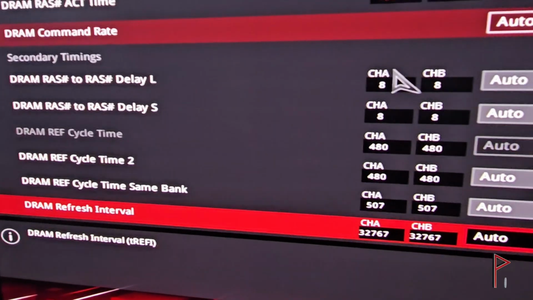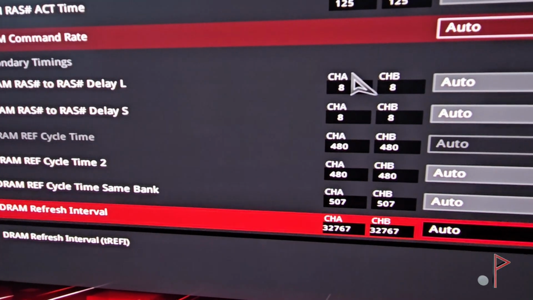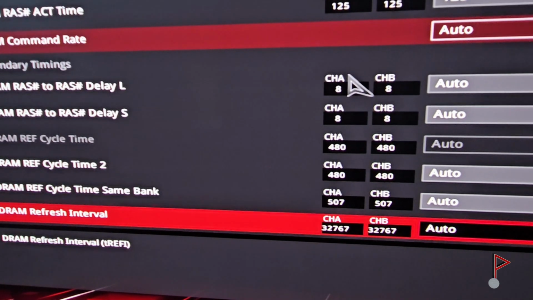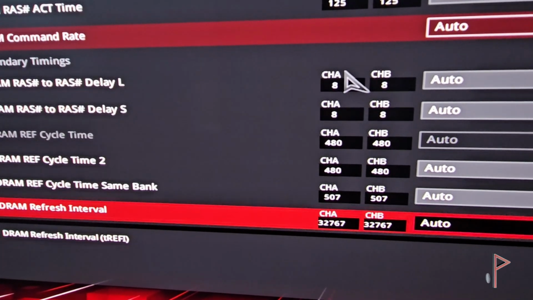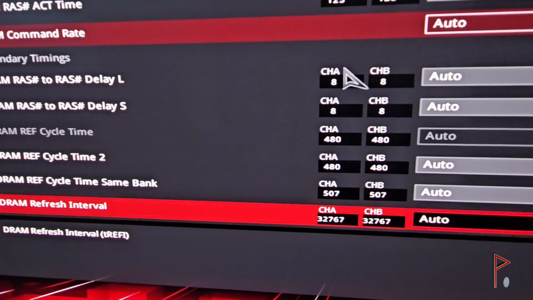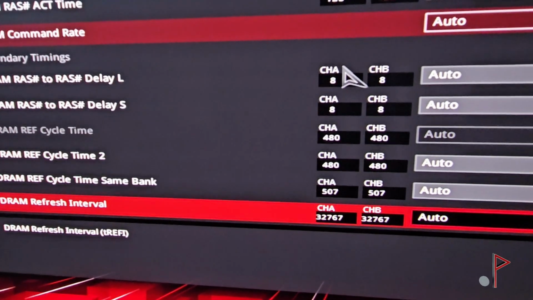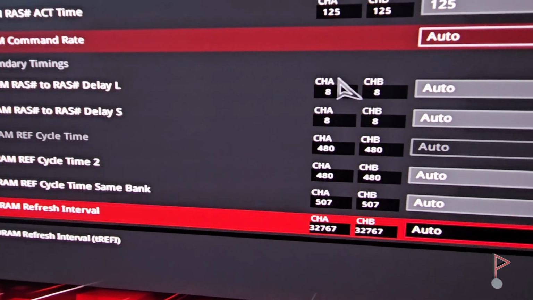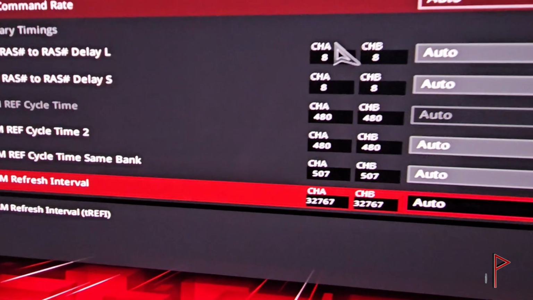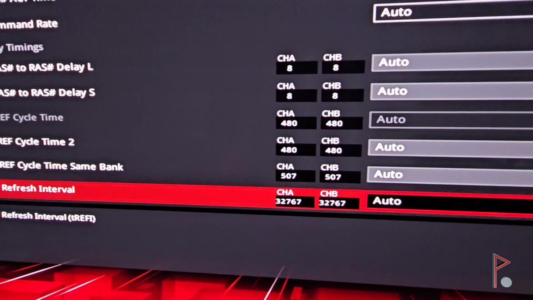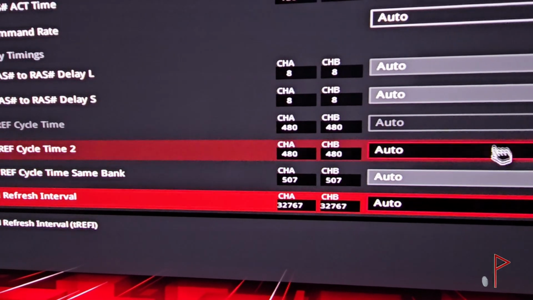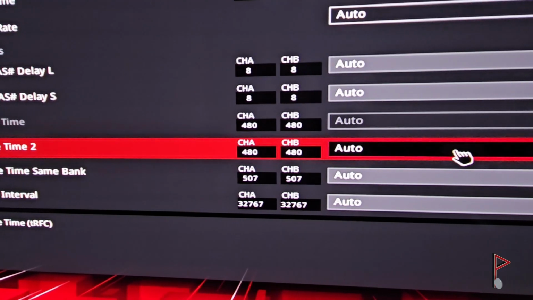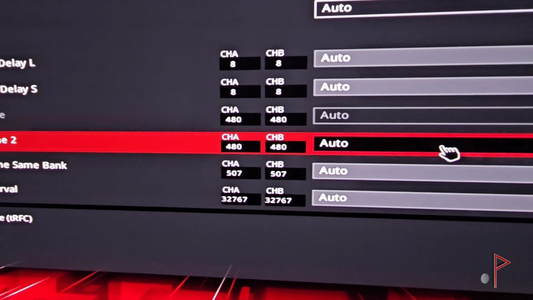DRAM ref cycle time 2 is basically the same thing, but set over different row groups. So you can program the time between refresh interval and subsequent commands across different rows. That's good for certain types of power management and those types of things. But the same bank is the more important number. So when you're tuning this, you want to start off at like 500. And then you want to work your way down as you're running Karhu tests.